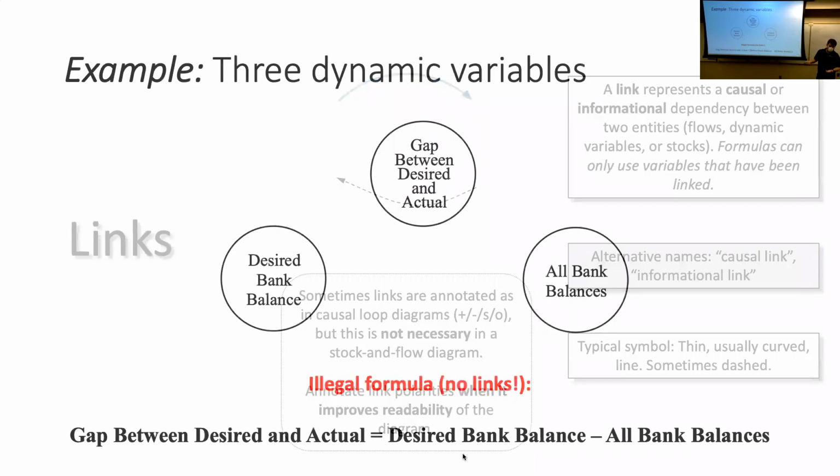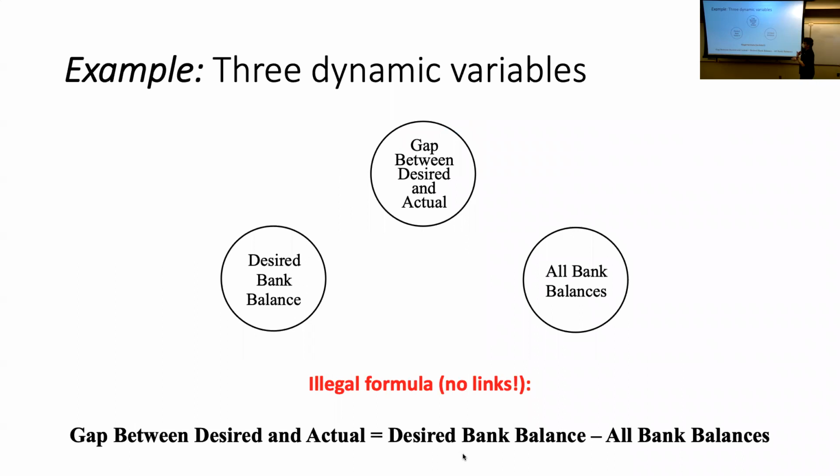Okay, so as an example of what I mean by this, let's consider a simple dynamical model, or what we're moving towards, a dynamical model of a bank. In my bank, I've got a desired bank balance. I sure would like there to be a certain amount of money in my balances. I have all of my bank balances, and I have the gap between them. So these things kind of exist in isolation right now. If I were to go up inside this variable in Vensim and put this formula down here, the gap between desired and actual is equal to desired minus all.